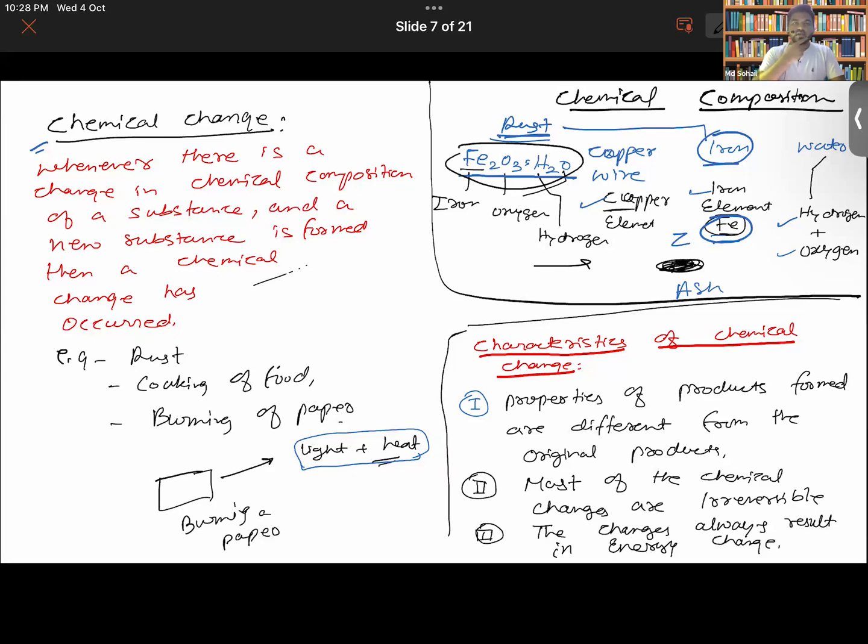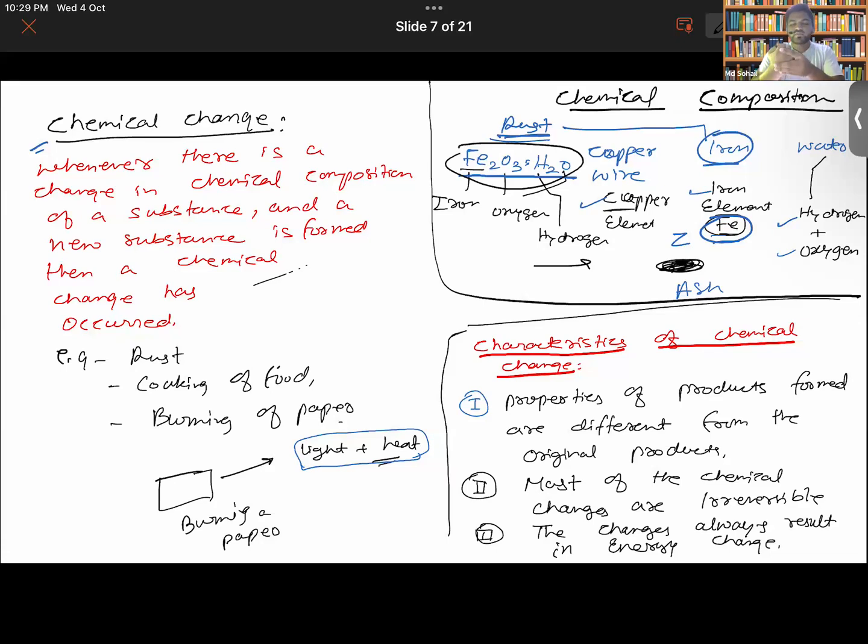Why? Because if you were to heat the water, you can obtain the solute back. Remember we discussed that in the previous class, how to separate salt from the water by simply evaporation. So we can obtain the original substance back. So that will be an example of physical change. Okay. Those were examples of physical change.